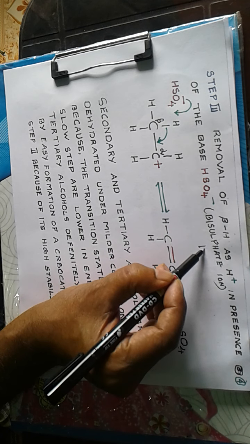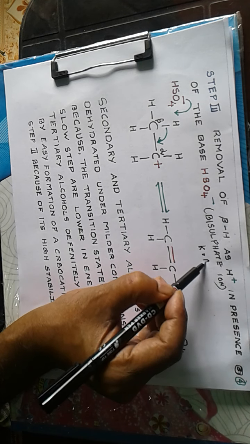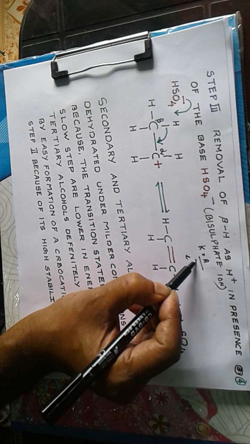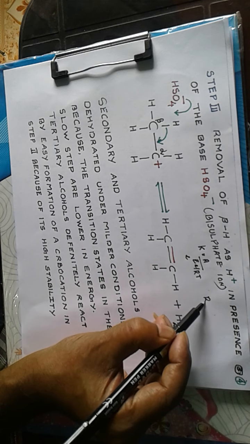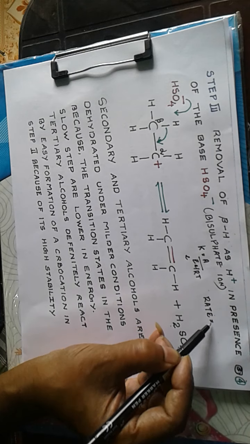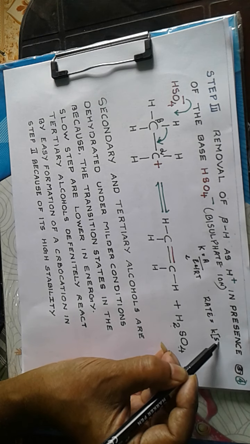Now it is an observation that secondary and tertiary alcohols are dehydrated under milder conditions because the transition states in the slow step are lower in energy. So lower the energy of the transition state, lower the energy of activation, and lower the energy of activation, higher is the rate. Here again I am repeating 2 equations. K is equal to A by e raised to EA by RT, and rate equals K into concentration of substrate.